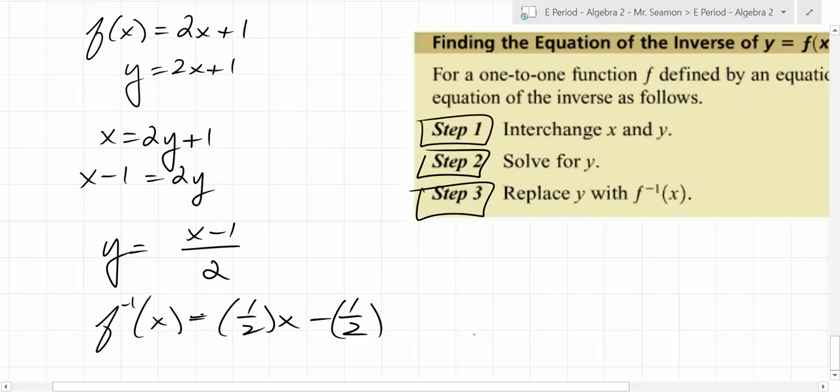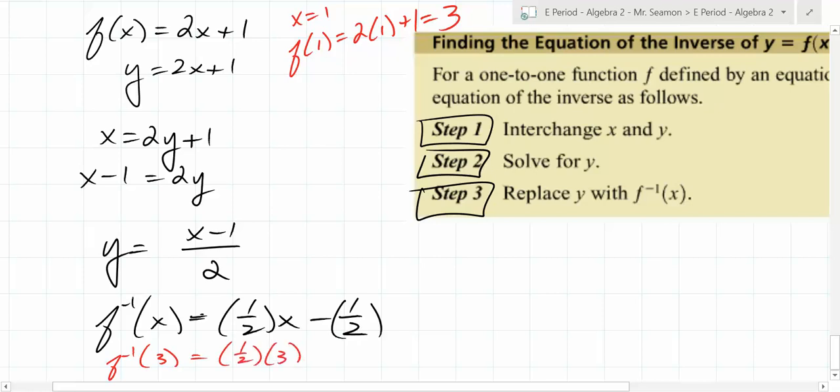Now, let's just see if we believe it by testing 1 point. So what happens if I let x equal 1 right here? What's f of 1? 2 times 1 plus 1 is what? 3. Let's try f inverse of 3. That's going to be 1/2 times 3 minus 1/2. So it's going to be 3/2 minus 1/2, which is 2 over 2, which is what? 1. Is that what we should get? Yes.